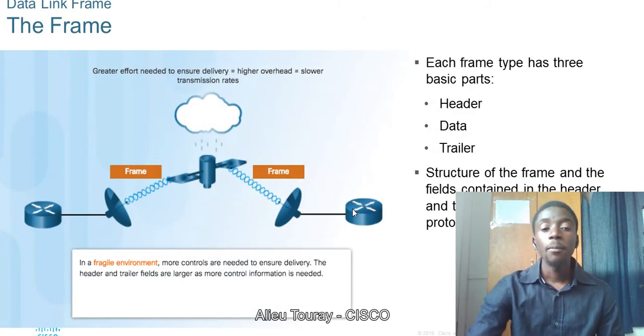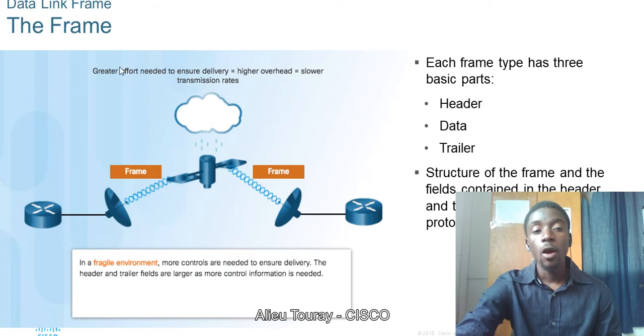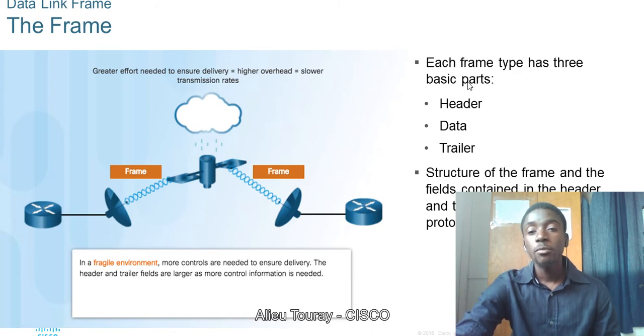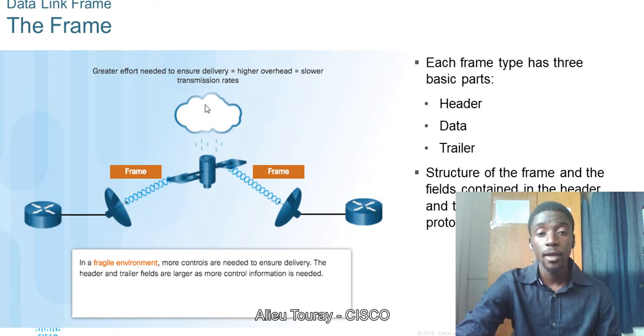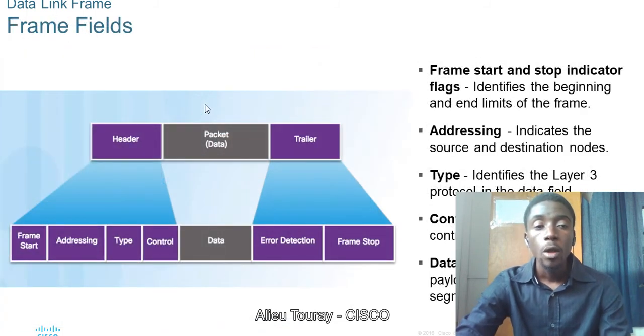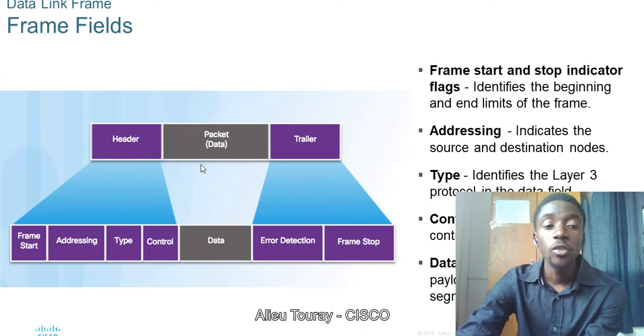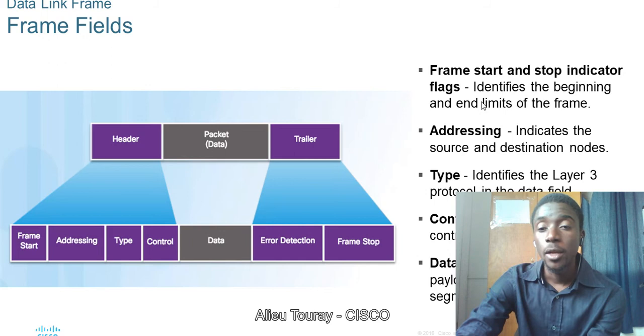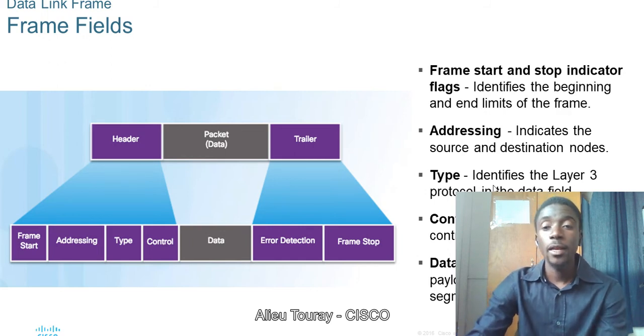So the frame is the data itself that moves across devices at the data link layer. Each frame type has three basic parts: the header, the data, and the trailer. The structure of the frame and the fields contained in the header and the trailer depend on the layer 3 protocol, that is the IP version or the IP address. Those are the headers, the information involved in a frame's fields, so you can read about it and go through it.